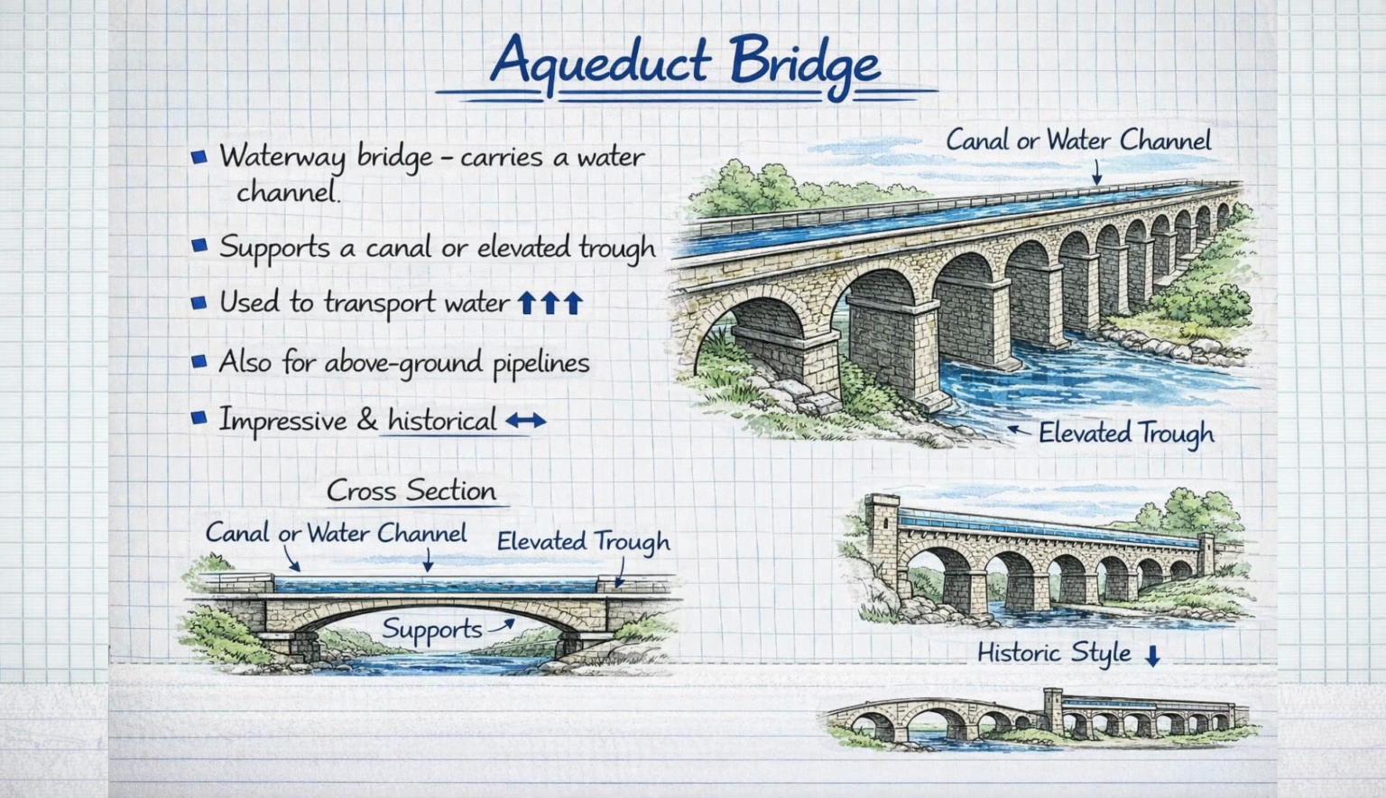23. Aqueduct bridge. An aqueduct bridge carries water instead of vehicles. The channel is supported by arches or beams that transfer the water's weight to supports. Often built from stone or concrete, aqueducts have been used since Roman times.